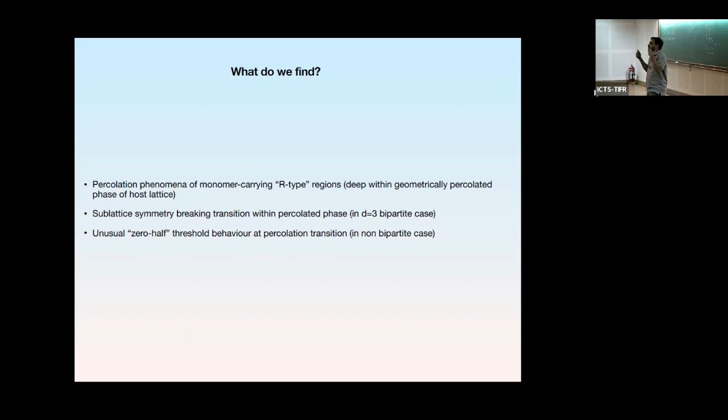Inside the percolated phase of these monomer carrying regions, we find, in the bipartite case in three dimensions, a further sublattice symmetry breaking transition, which I find very intriguing, I'll tell you about. And perhaps the most confusing thing from my point of view is that in the non-bipartite case, let's say a triangular lattice, we find a very unusual, what I'm calling a zero half threshold behavior at the percolation transition. And let me say what I mean by this.